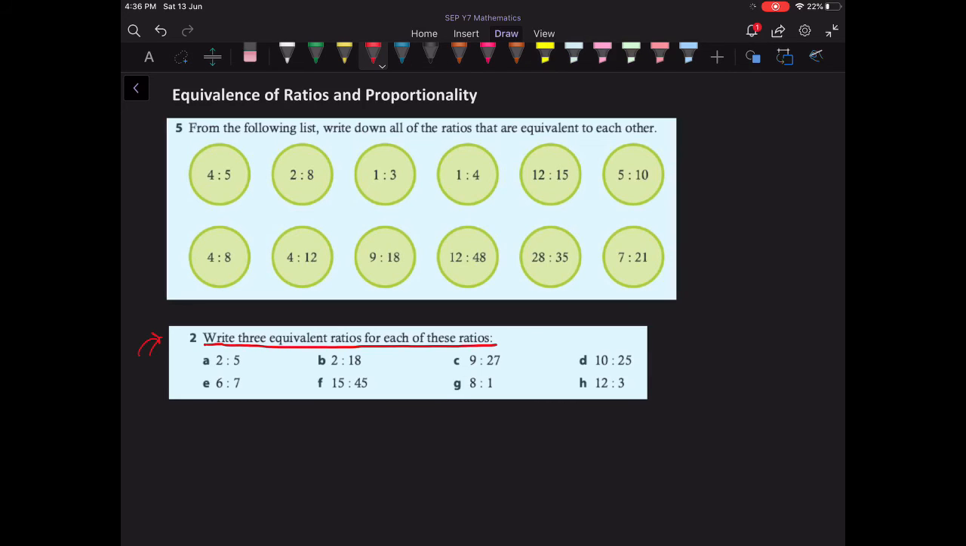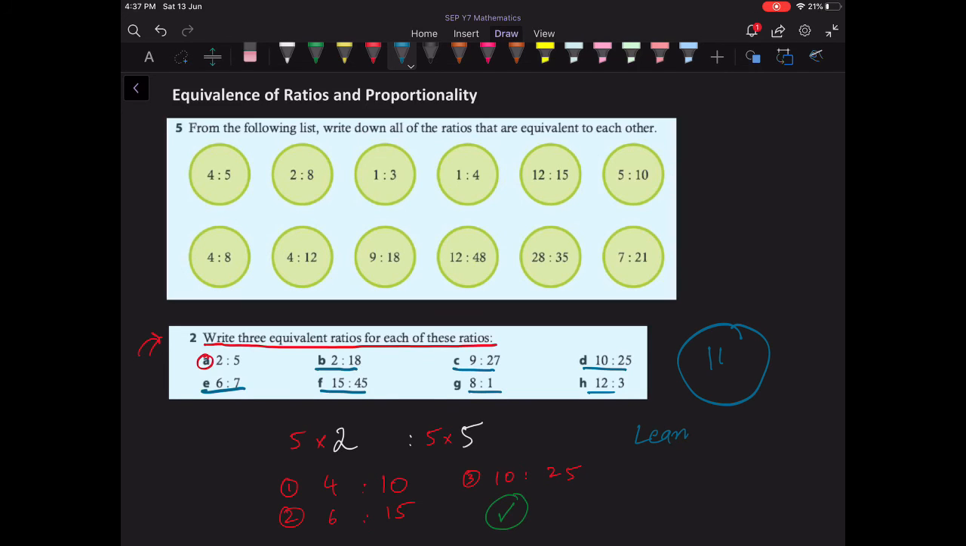Next, write 3 equivalent ratios for each of these ratios. Let me do the first. 2:5. If I multiply both the terms by 2, I get 4:10. With 3, I get 6:15. And with 5, I get 10:25. All these ratios are equivalent. Try the rest of these. Pause the video now.